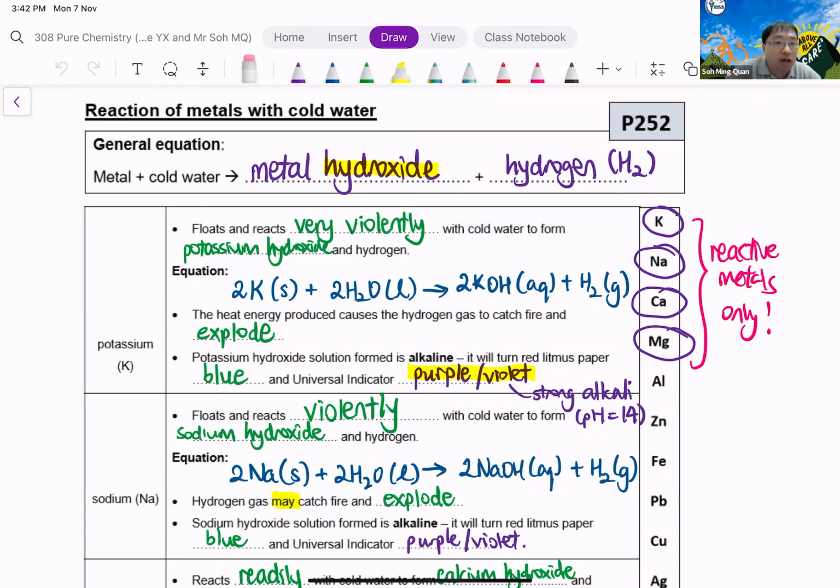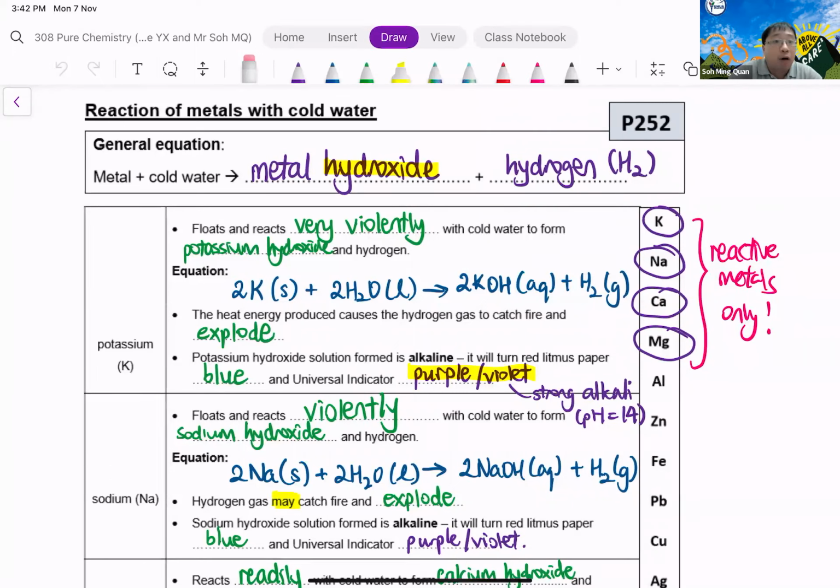So metal plus water gives you the metal hydroxide and hydrogen gas, all right? And we went through how to describe each of these reactions, right? Potassium reacts very violently with water to form potassium hydroxide and hydrogen. Sodium reacts violently to form sodium hydroxide and hydrogen, and so on and so forth.